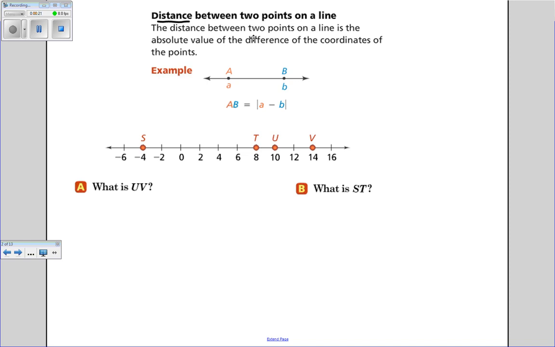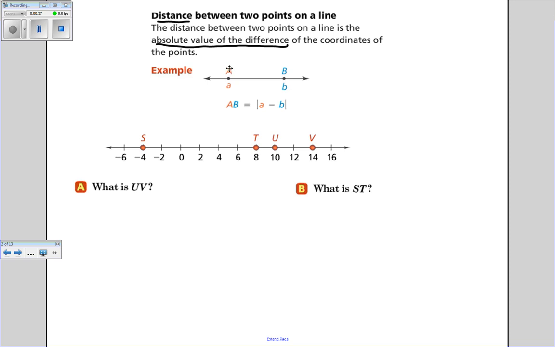All right, the distance between two points on a line is the absolute value of the difference of their coordinates. Well, difference means we need to do some subtraction in here, yeah? All right, now, absolute value. Let's talk about why that's important.